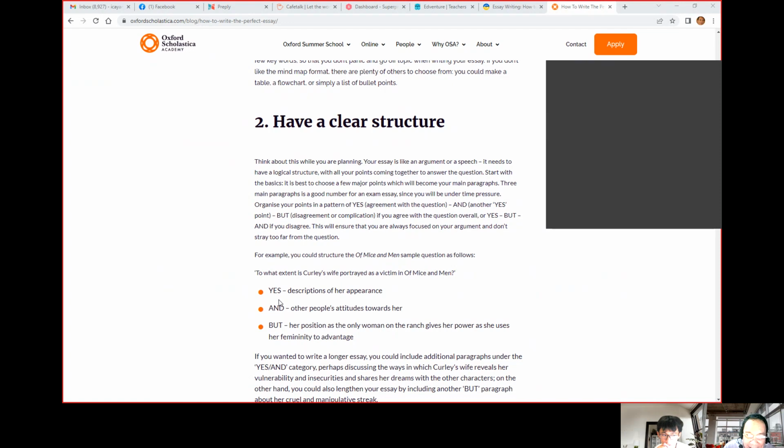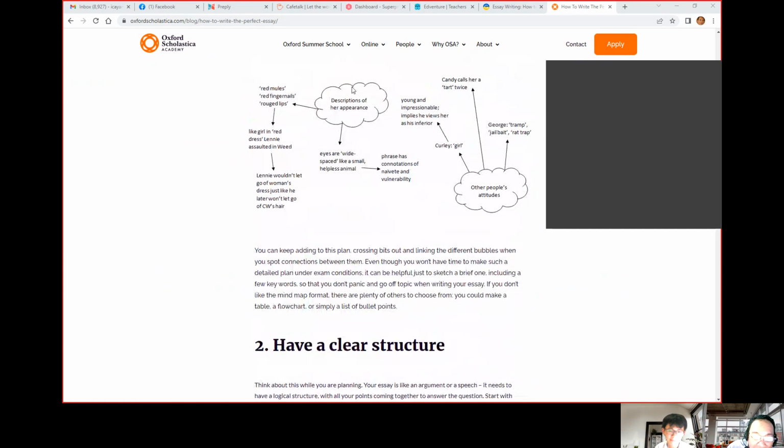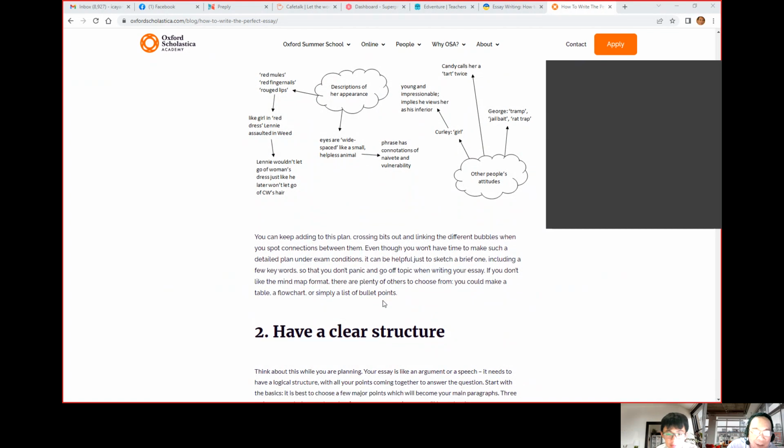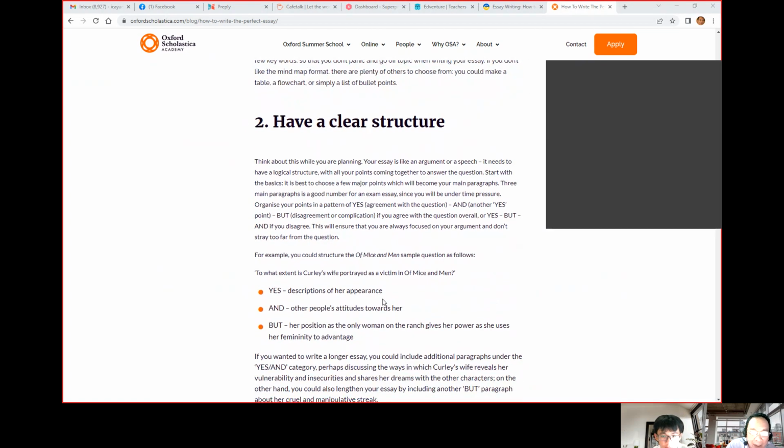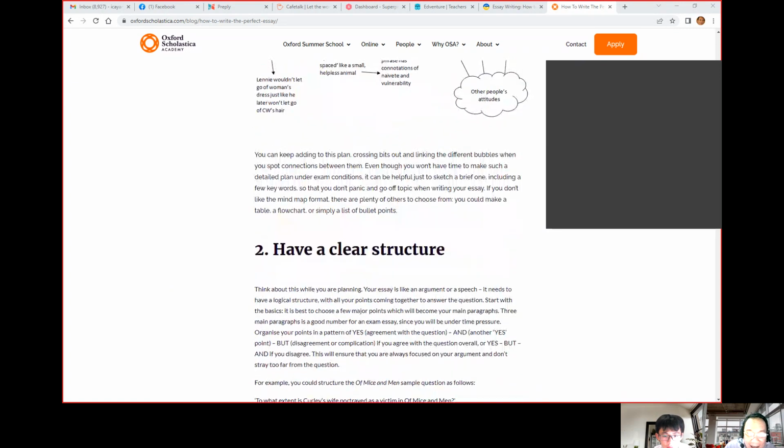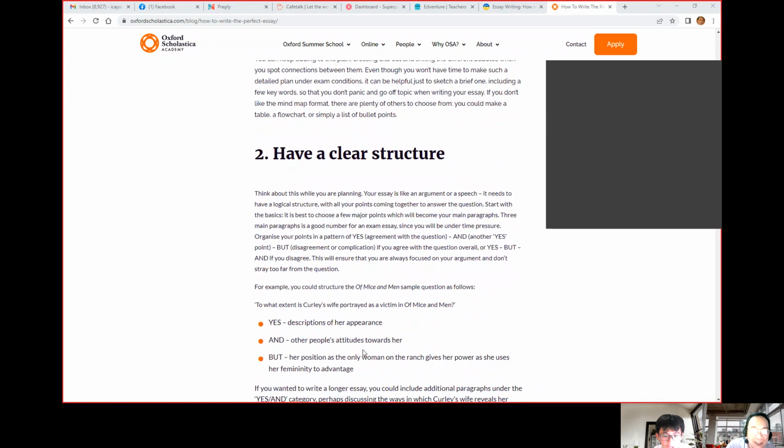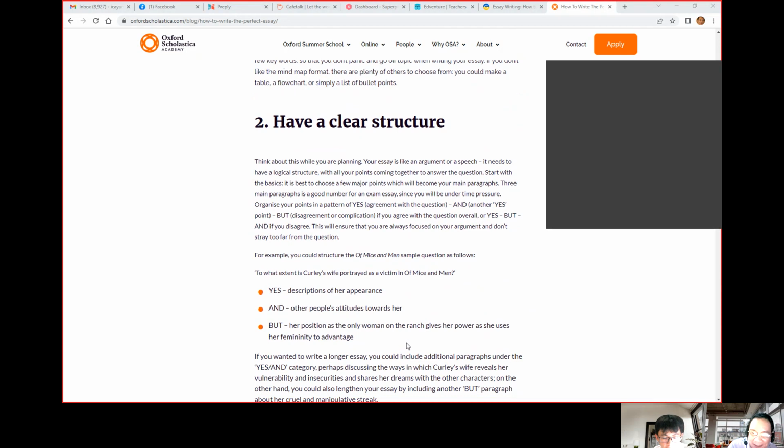So in the yes, just for example, descriptions of her appearance. It's the first big idea, right? So we wrote that one here. Descriptions of her appearance. So it's a yes. Under the and, other people's attitudes towards her. Okay. And there is a but in there. So what's the but? Her position as the only woman on the ranch gives her power as she uses her femininity to advantage.